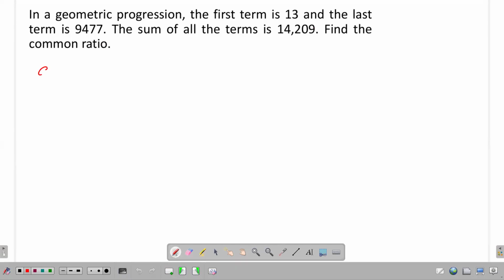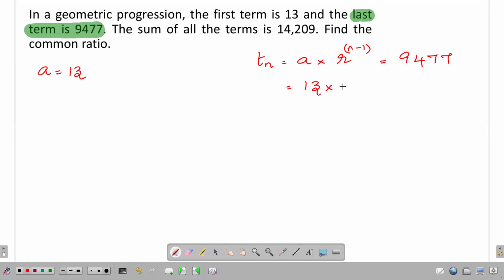So let us consider the first term, it is 13. Okay. Let us consider that there are n terms associated with this progression. It is given the last term is 9477. Got it? So the last term, let me say it is that nth term. It is given by a into r raised to n minus 1. This is given as 9477. Okay. So I know the value for a, it is 13. 13 times r power n minus 1.